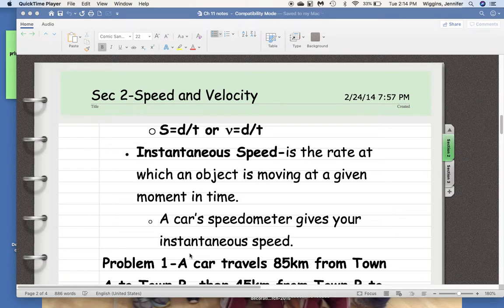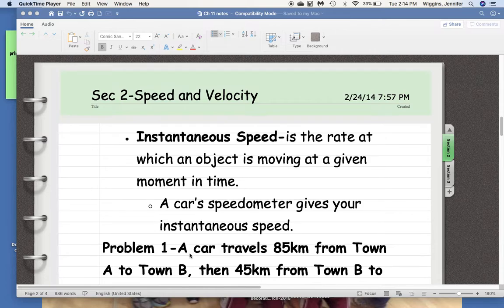Instantaneous speed is the rate at which an object is moving at a given moment in time. This is your speedometer or a radar gun. That gives you your instantaneous speed, or the radar gun with the cop who pulls you over, okay? So you have your average speed, which includes the entire trip, even bathroom breaks and stuff, or the instantaneous speed, which is at that instant.